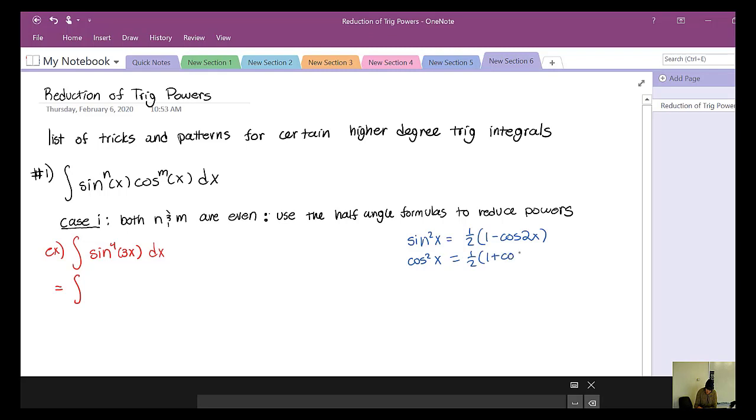So in our example, if I have sine to this large even power, what I can do is bring out all the other powers until what's left on the inside is just squared. So in this example, if I want a square on the inside, I have to bring out 2 powers.